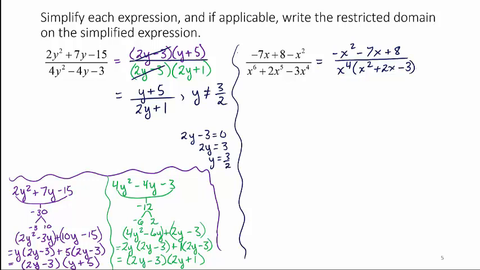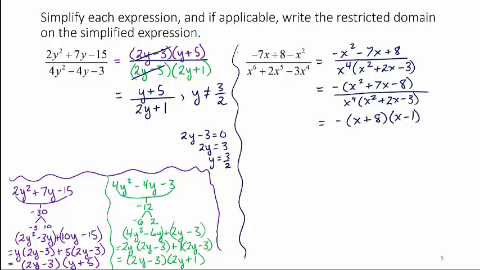Okay, so this is already looking a little bit better, right? In the numerator, I'm going to factor a negative out. So I have negative times the quantity x squared plus 7x minus 8 all over x to the 4th times the quantity x squared plus 2x minus 3. Okay, so now in the numerator, x squared plus 7x minus 8, factors of negative 8 that add to 7. I'm going to say positive 8 and negative 1, right? 8 minus 1 is 7.